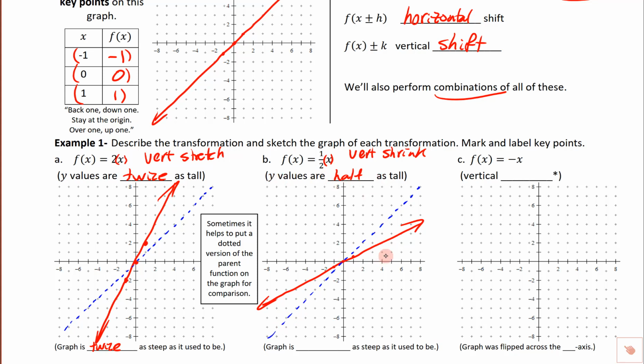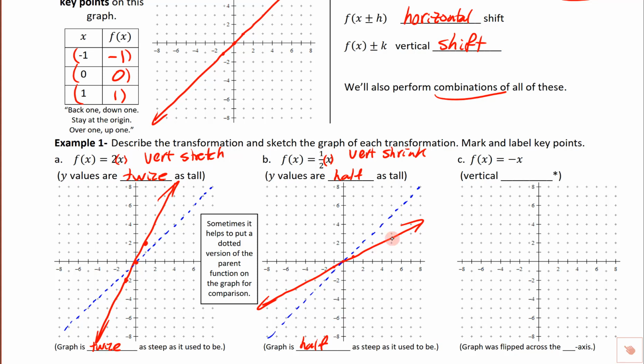The values are half as tall, and what that does is instead of being as steep as this one, the graph is half as steep as it used to be. So I'm going to write the word half right here. So we've got a vertical stretch, it's twice as steep, twice as tall. We've got a vertical shrink, it's half as tall, it's half as steep as it used to be.